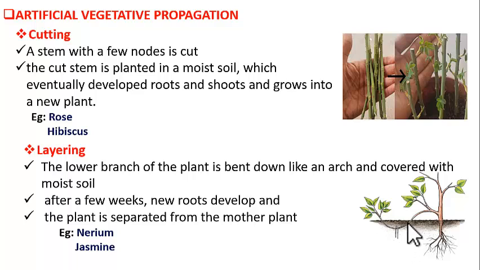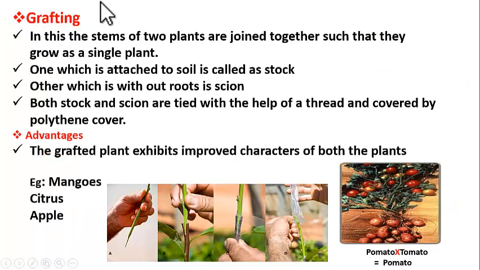After few days, this covered portion develops roots under it at the node point. This rooted branch is then cut and grown as new plant. This method is used to propagate plants like nerium, jasmine, raspberry, etc. So this is about layering. Now it is grafting.